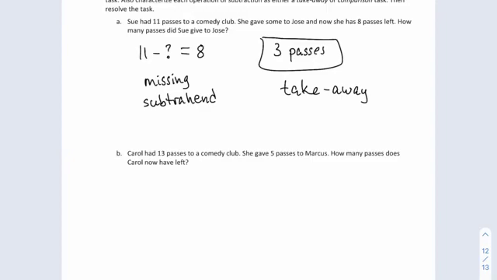Carol has 13 passes to a comedy club. She gave 5 passes to Marcus. How many passes does Carol now have? Well, she had 13 and she took away 5, and now the question is, how many does she have? So we're looking for a difference. This is a missing difference task.